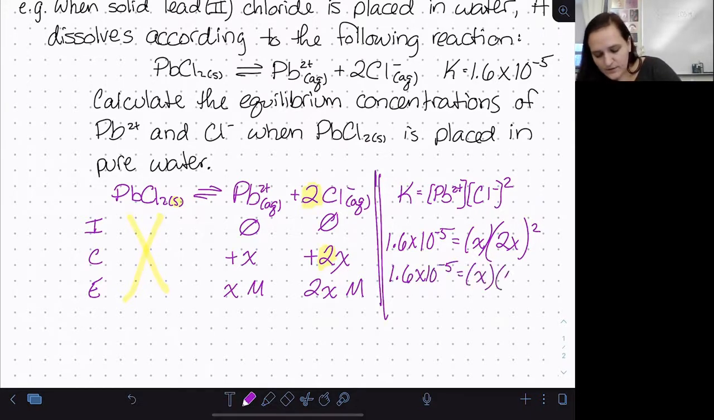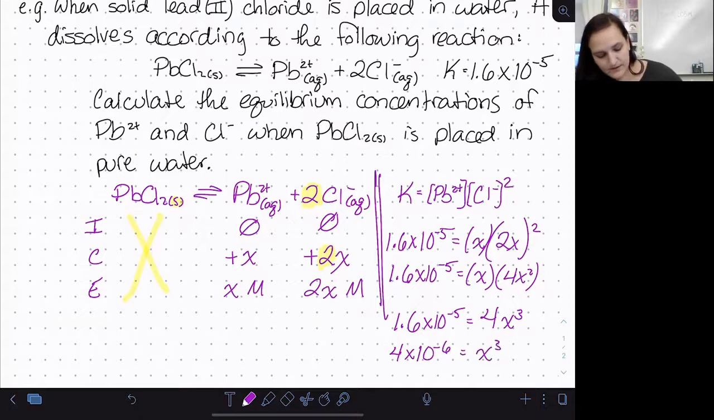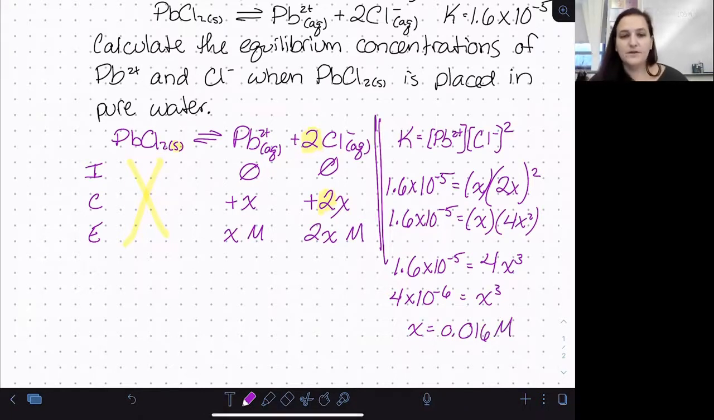So 2X squared is 4X squared. Remember to square both the X and the 2. And if we multiply that by X again for our lead concentration, we get 1.6 times 10 to the negative 5th is equal to 4x cubed. So if we divide both sides by 4, we get 4 times 10 to the minus 6th is equal to x cubed. Cube root both sides gets us x is equal to 0.016 molar.